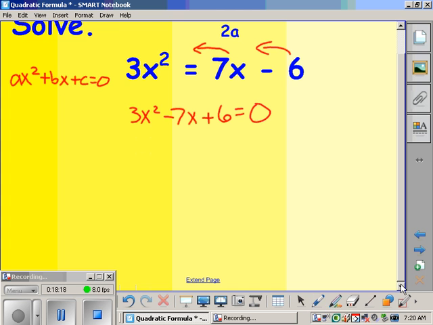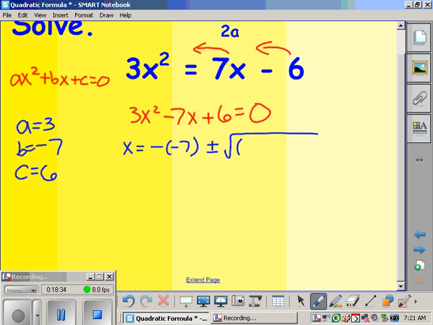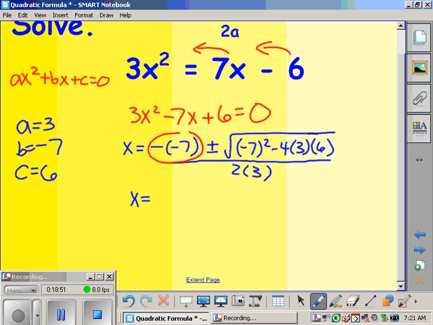First, identify your A, your B, and your C. So A is 3, B is negative 7, and C is 6. So let's go ahead and plug those in. So negative B, so negative negative 7, plus or minus the square root of B squared minus 4 times A times C, divided by 2A. So be careful of all the negatives with the negative 7s. So don't do this too fast, otherwise it's easy to make an error.